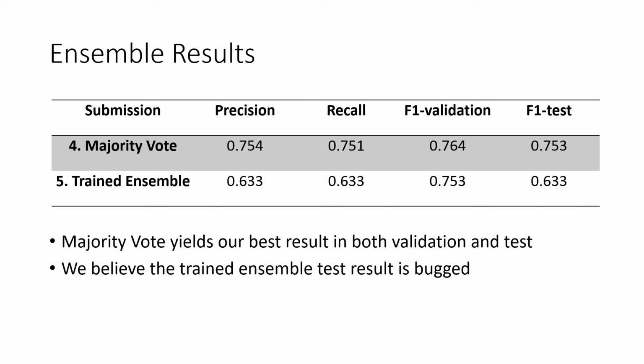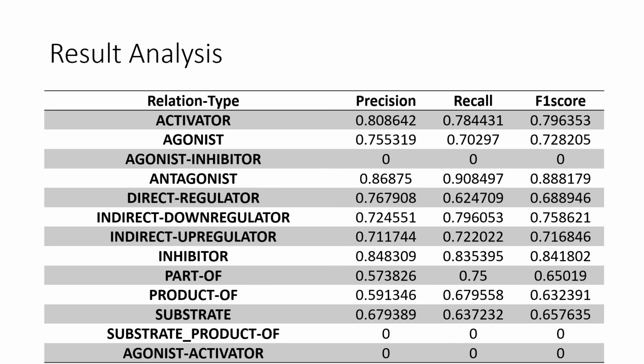Here are the results for our ensemble methods. The majority vote algorithm yielded the best results in both the validation set and the test set. We believe the test result for the trained ensemble method is bugged. Here we show the granular results by relation type obtained by the majority vote algorithm on the development set.